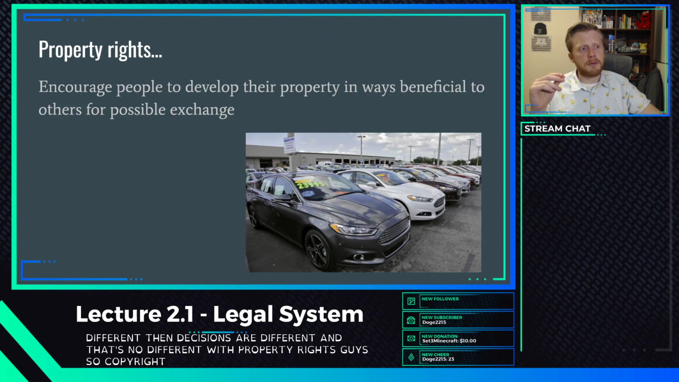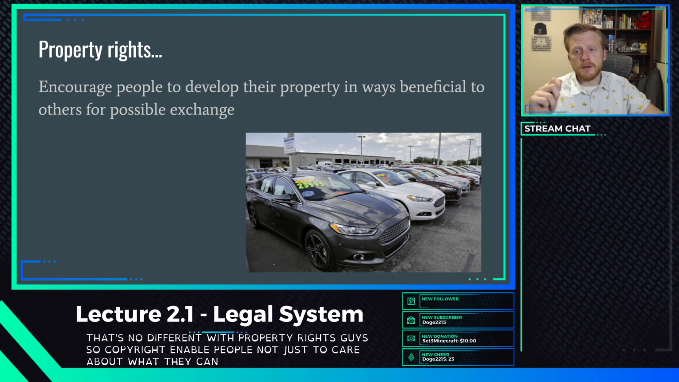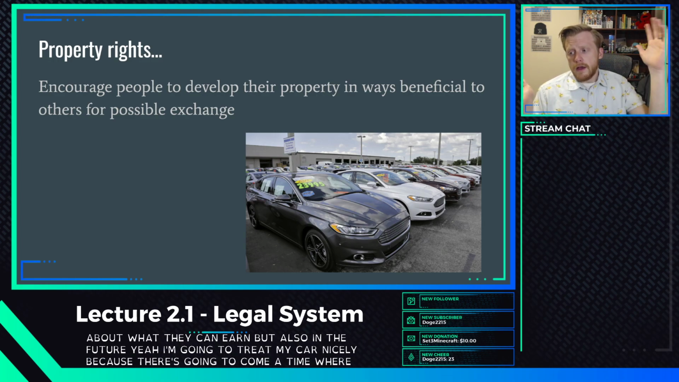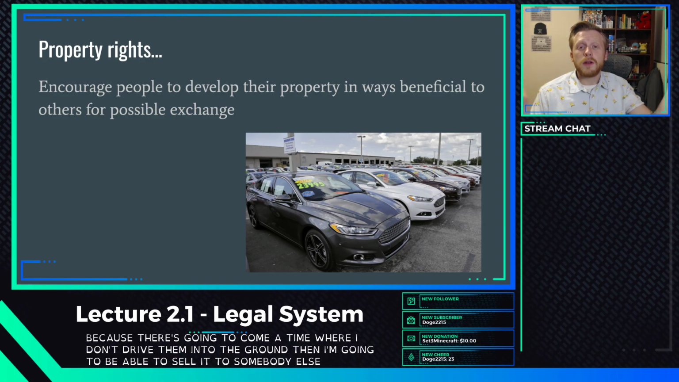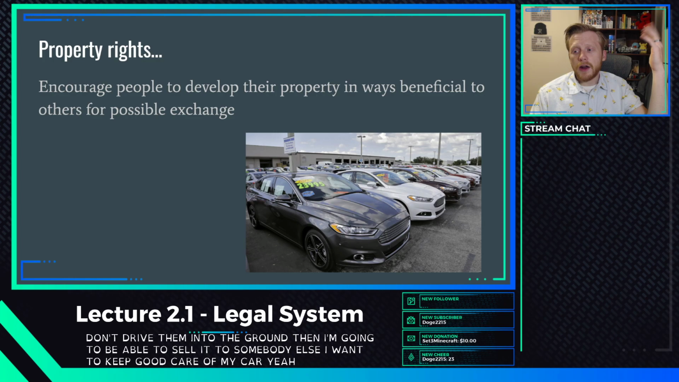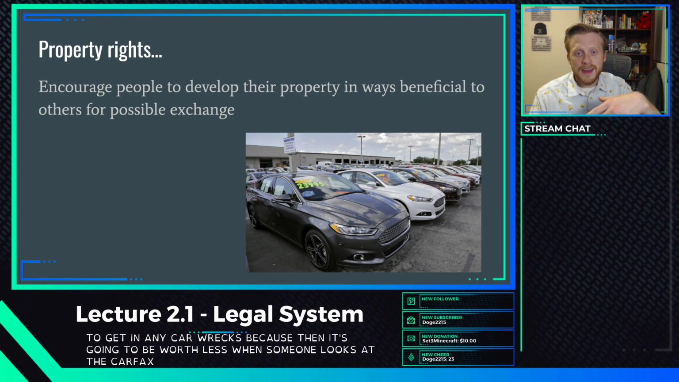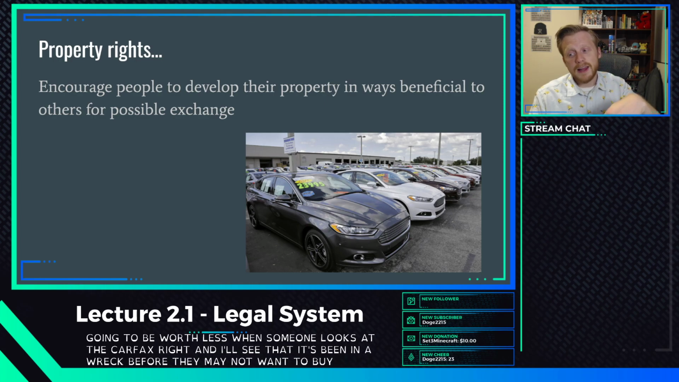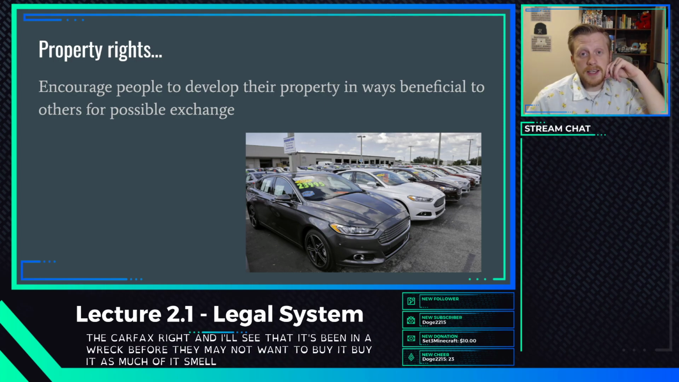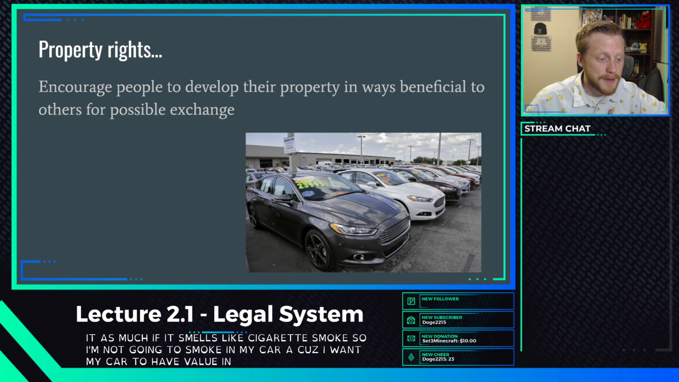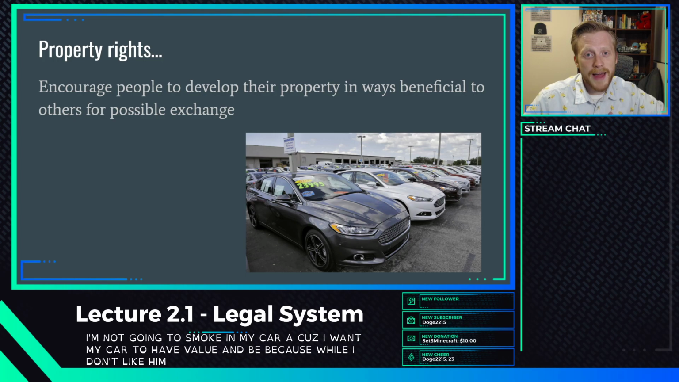So property rights enable people not just to care about what they can earn, but also what they can earn in the future. Yeah? I'm going to treat my car nicely because there's going to come a time where, if I don't drive the thing into the ground, I'm going to be able to sell it to somebody else. So I want to keep good care of my car. I don't want to get into any car wrecks because then it's going to be worth less when someone looks up the Carfax, right? And they'll see that it's been in a wreck before. They may not want to buy it. People won't want to buy it as much if it smells like cigarette smoke. So I'm not going to smoke in my car, A, because I want my car to have value, and B, because, well, I don't like getting the black lung.